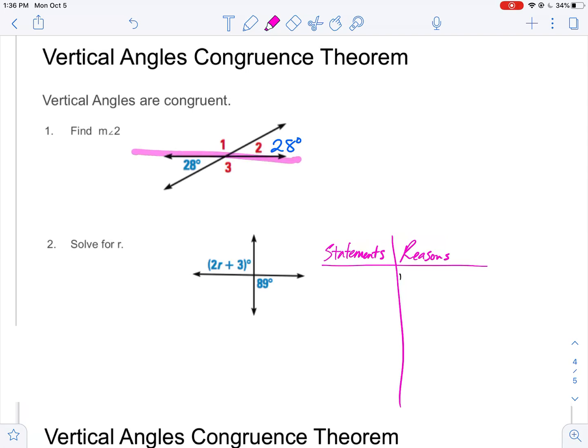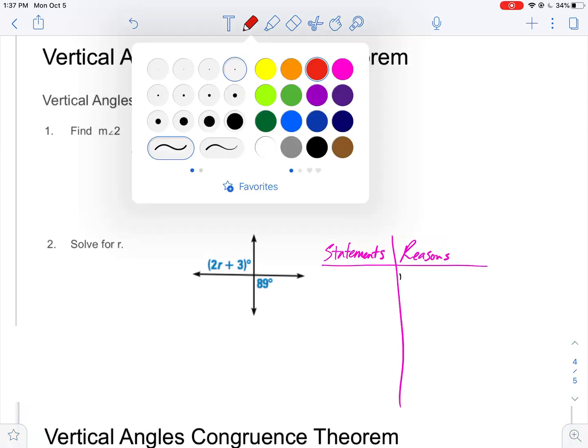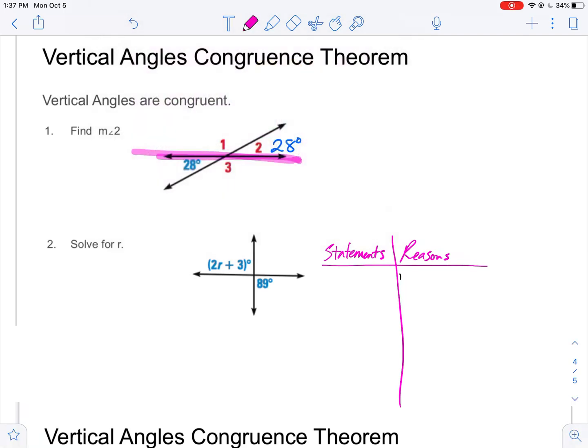And now we can use our linear pair postulate to find the measure of angle 1. So if the measure of angle 2 is 28 degrees, I could take 180 minus 28, because remember, the linear pairs are supplementary, and this would be 152 degrees. And then I could use the same logic to find angle 3 at 152 degrees.